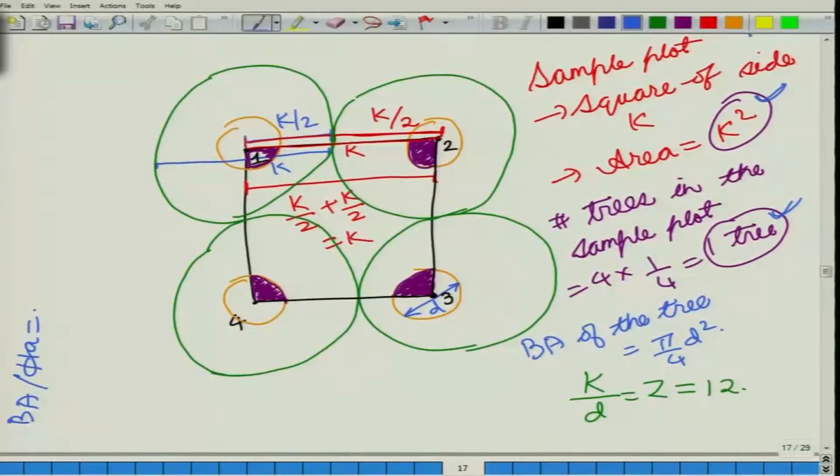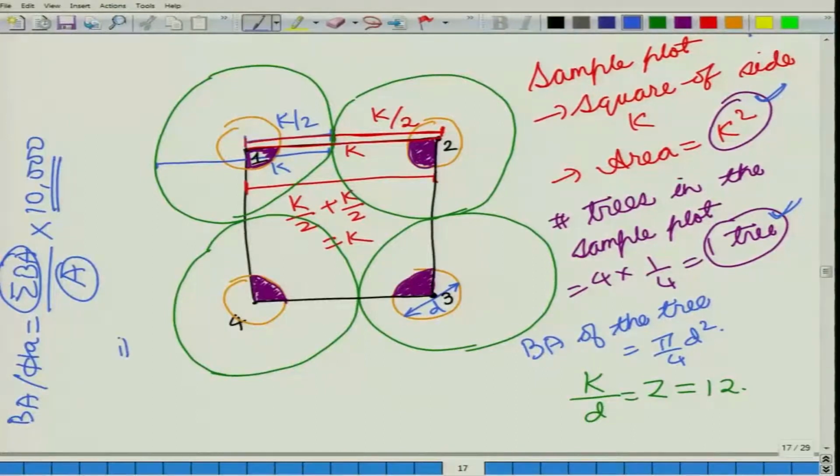That is given by the sum of the basal areas of all the trees divided by the area of the stand into 10,000. So if the area of the stand is given in square meters, then we multiply it by 10,000 to get a value in hectares. So here the sum of the basal areas is equal to the basal area of one tree, and the basal area of one tree is given by pi by 4 d square. So we divide it by the area A, which is given by k square, and we multiply it by 10,000.